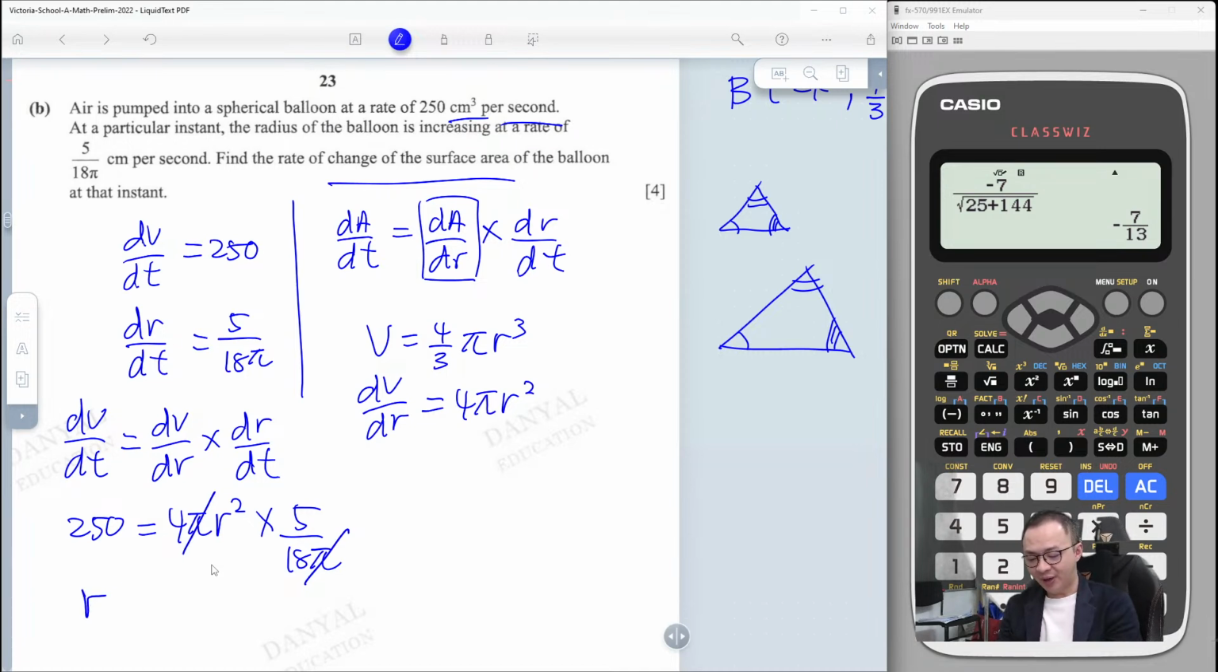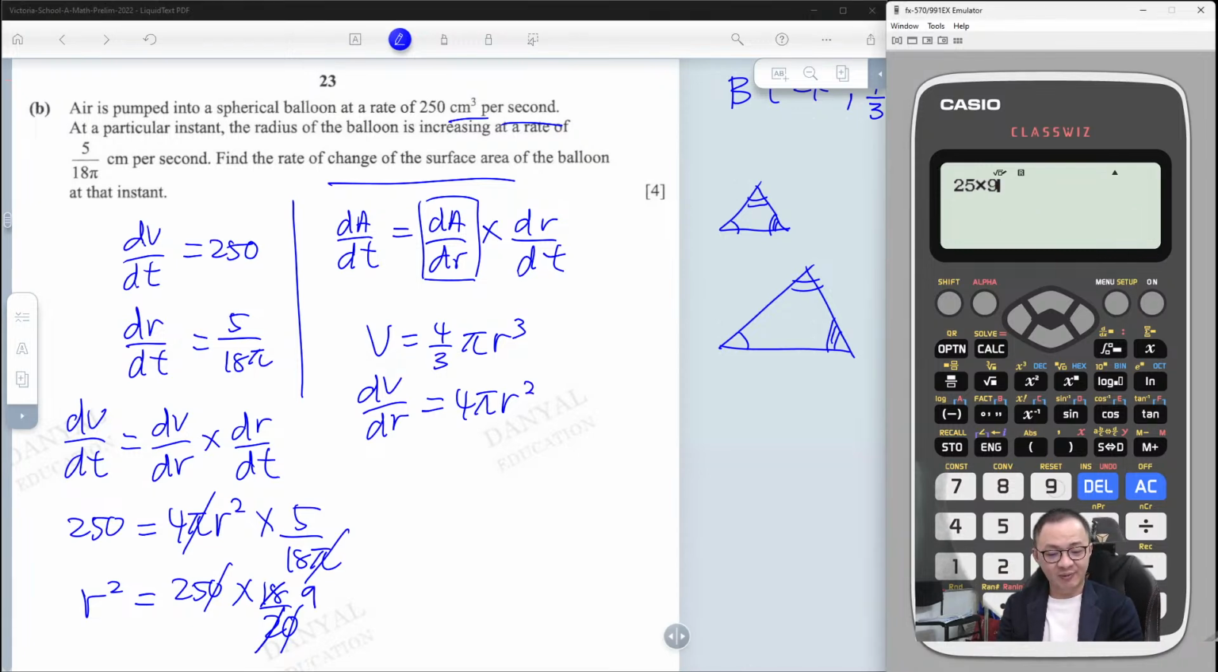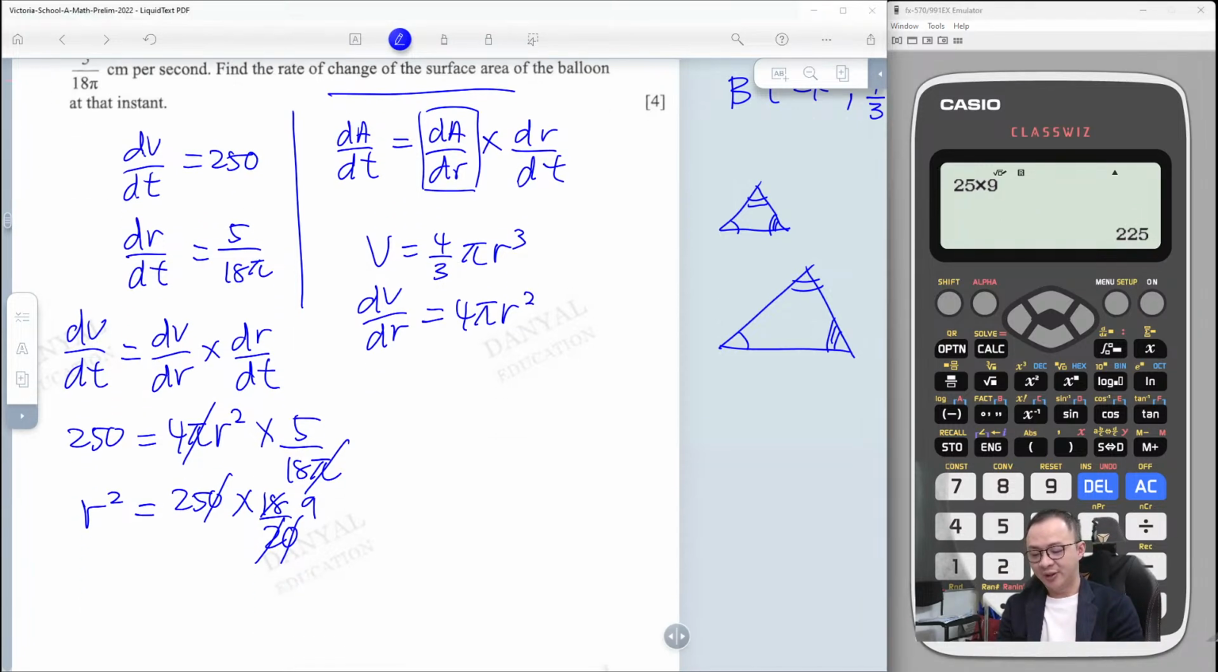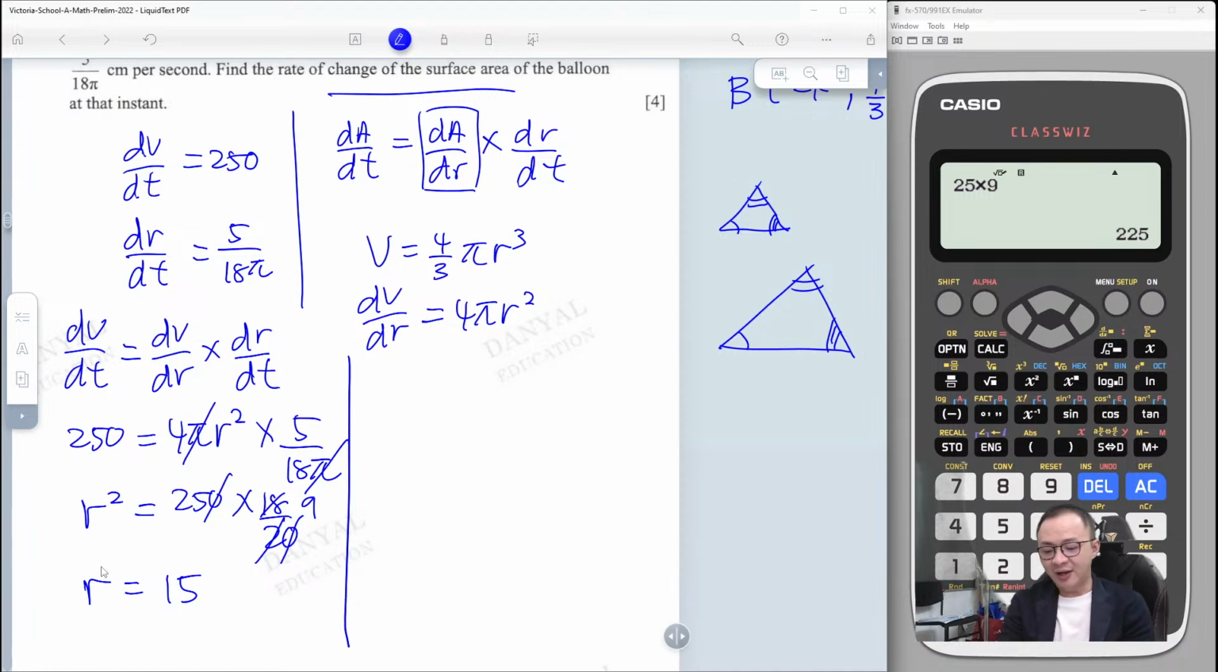So, okay, r squared equals 250 multiply 18 over 20, right? 0 and 0 I cut. This is 9, right? 25 times 9 is 225, right? Yeah, so by solving this one, r is 15. No need to do plus minus 15 because r is a radius. Now I got the r value. Oh, actually we have the dr/dt, we just don't have the r.